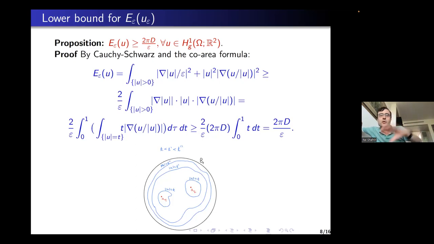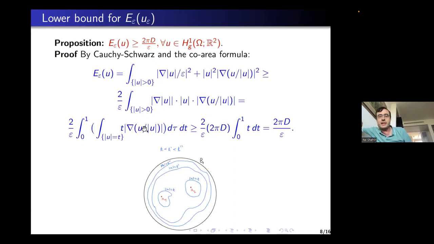our domain as the union of the level sets of modulus of u. So for each t, we look at the set where modulus of u equals t. So this is essentially the integral the coarea formula tells you to write down, but note that it also tells you that you should divide by the gradient of the function you use to write the domain, to look at the level set. So we divide by this.